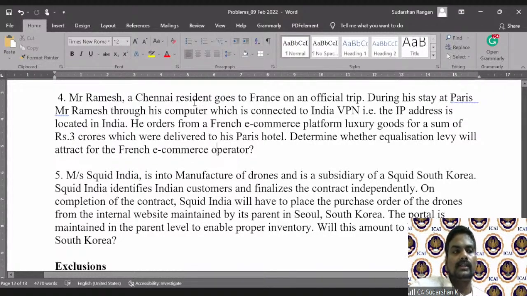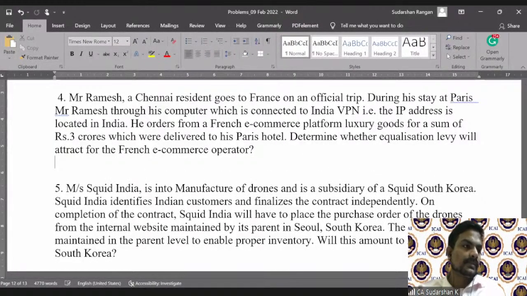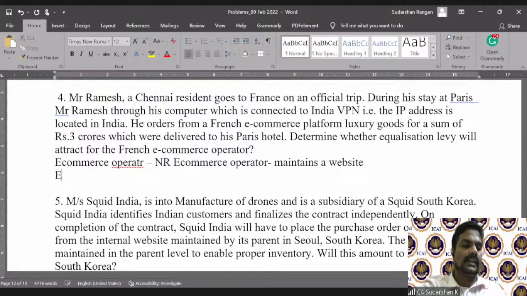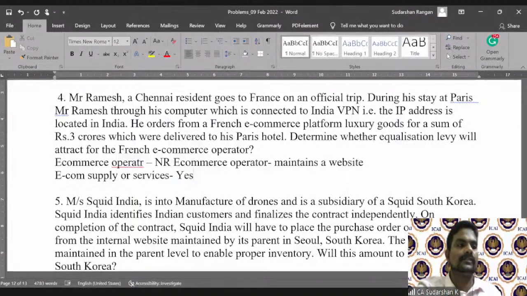Now look at here, Ramesh is an Indian resident, goes to France on an official trip. During his stay at Paris, he orders luxury goods from a French e-commerce platform amounting to 3 crores, say Louis Vuitton bags, belt, whatever accessories, and it gets delivered to his Paris hotel. So question is whether equalization levy will be attracted. Again, the process, the steps: is it an e-commerce operator? Yes, non-resident e-commerce operator, because the French operator maintains a website. Whether it is e-com supply or services, again, as you have already seen, either own goods or even if I facilitate sale of goods, so yes, we'll get the definition triggered.